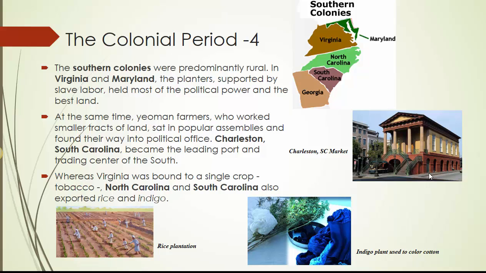This is a picture today of the marketplace in Charleston, South Carolina. You can visit that building on your trip to South Carolina. This is a picture of the indigo plant whose flowers were used to make a dye to color cotton. This picture shows workers at a rice plantation in North or South Carolina.